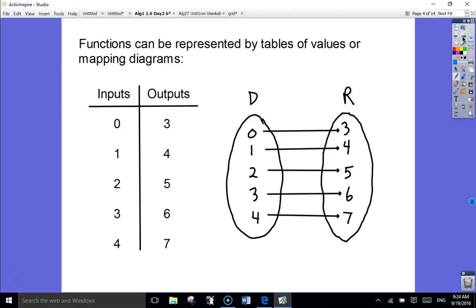If you want to know how much you make based on how many hours you've worked, you've got to give it the input: how many hours did you work? And then the output is dependent on how many hours you worked. So independent, dependent.